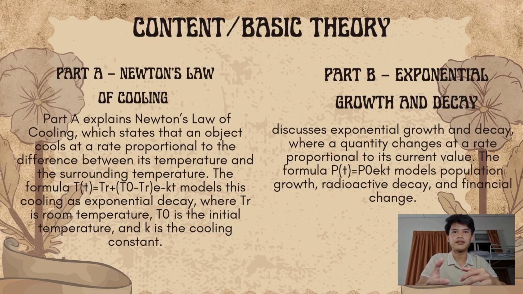Mathematically, this is expressed as T(t) equals T_R plus (T_0 minus T_R) e to the power of negative kt, where T(t) is the object temperature at time t, T_R is the room temperature, T_0 is the initial temperature, and k is a positive constant called the cooling constant. This formula shows that temperature decreases exponentially and never quite reaches the room temperature.